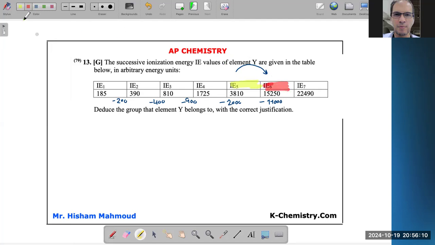أنا بلاقي الديفرنس ما بين ده وده أكبر حاجة من ده وده. آخد اللي في الليفت ولا آخد اللي في الرايت يا عبد الله؟ I'll choose which one, left or right? I'll choose the left one. لا بختار ال left one. So left is 5, so it is in group what?